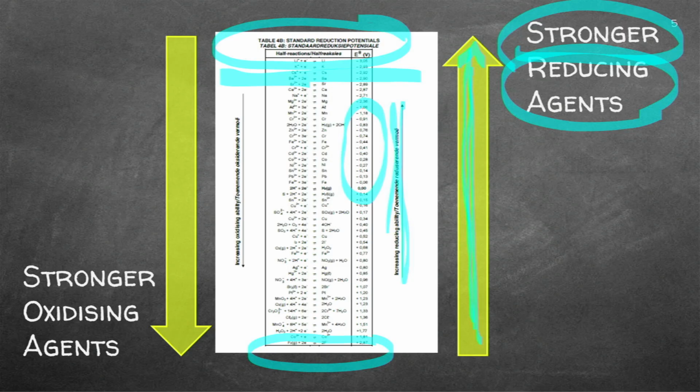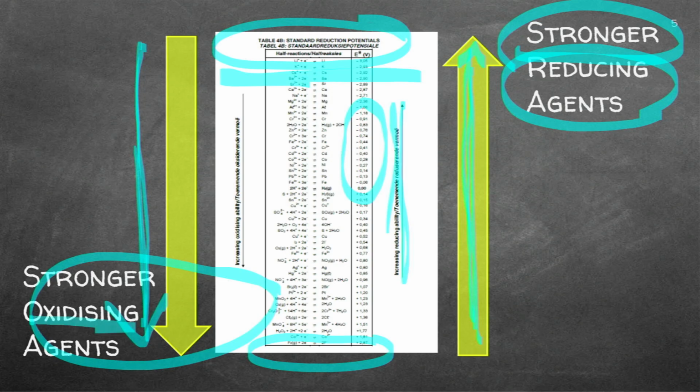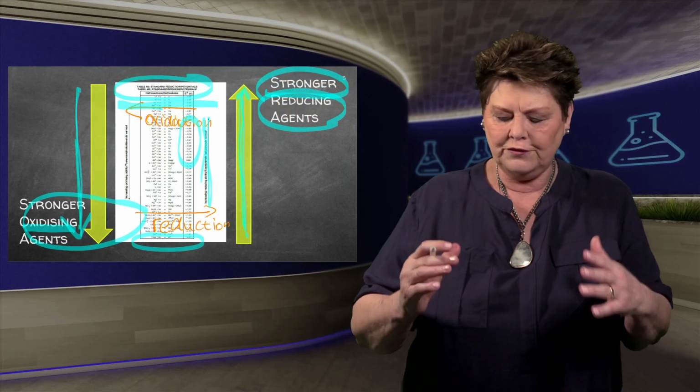Increasing reducing ability, and then increasing oxidizing ability to the bottom. So here at the bottom, I've got the stronger oxidizing agents. And remember, the reaction here will be reduction if it goes from the left to the right. If this goes from the right to the left, this is the oxidizing or oxidation reaction. But that's revision. You've done that.